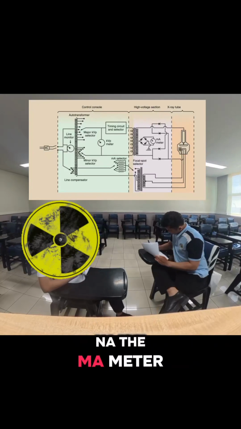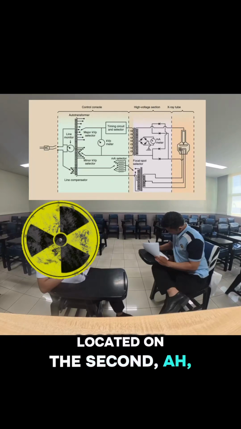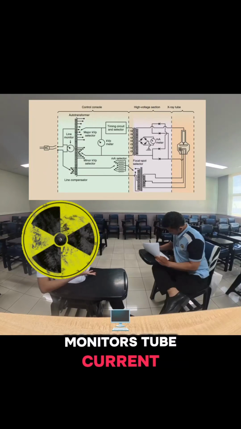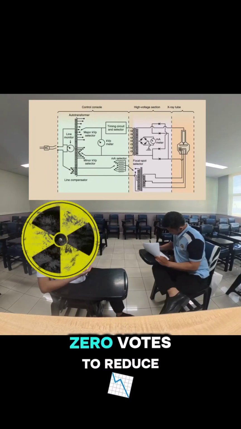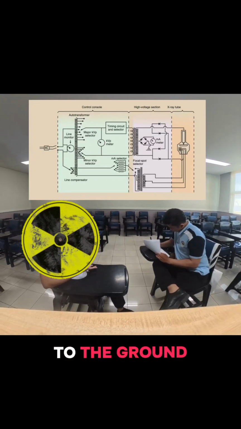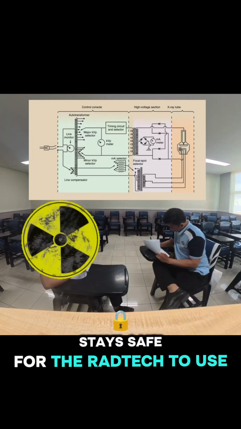The mA meter, located on the center tap of the secondary winding of the step-up transformer, monitors the tube current, and it is grounded at 0 volts to reduce the voltage potential relative to the ground so that the control stays safe for operator use.